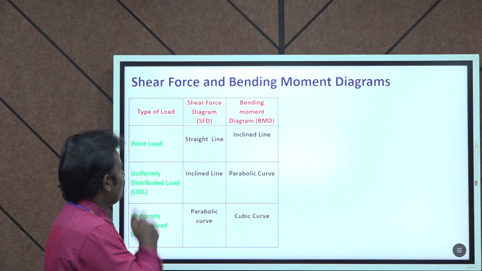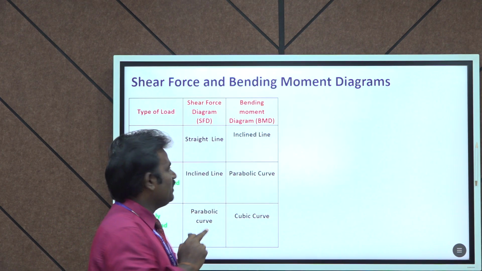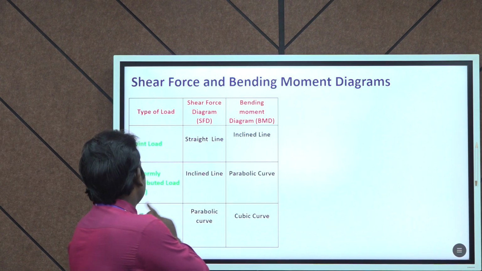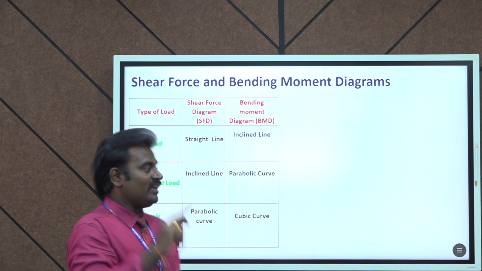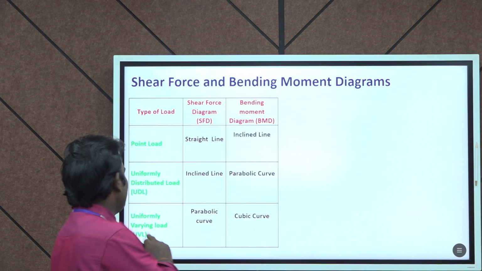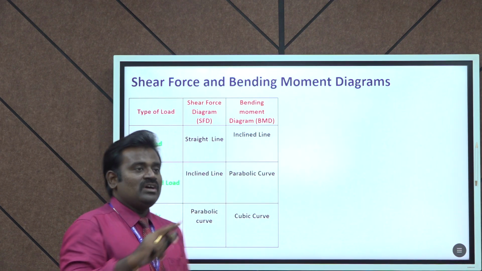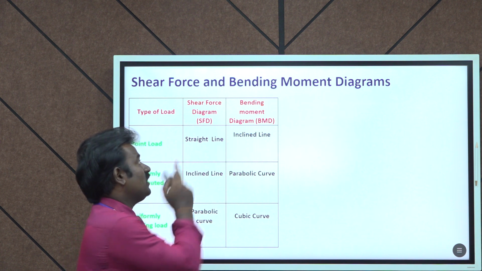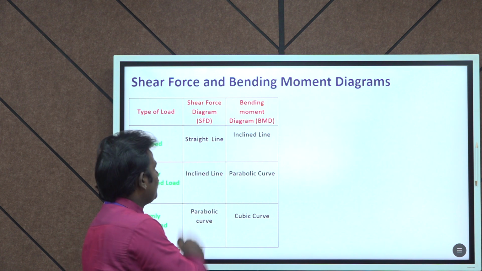In point load, for a shear force diagram we are going to draw a straight line. For a bending moment diagram, an inclined line. For uniformly distributed load, for shear force we are going to draw an inclined line. For a bending moment diagram, it is a parabolic curve. Then for uniformly varying load, in the shear force diagram we are going to draw a parabolic curve. For a bending moment, a cubic curve. So these are the important ones.